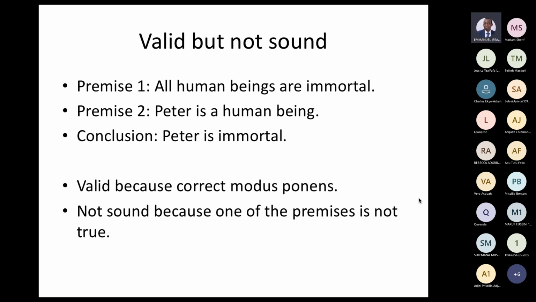But it is not sound because one of the premises is not true. All human beings are immortal is not true. So the argument is not sound. So the argument is valid because it's a modus ponens, but it's not sound because there is falsehood in the argument. So we say the argument is valid but not sound.